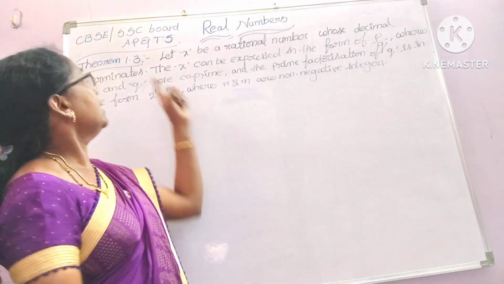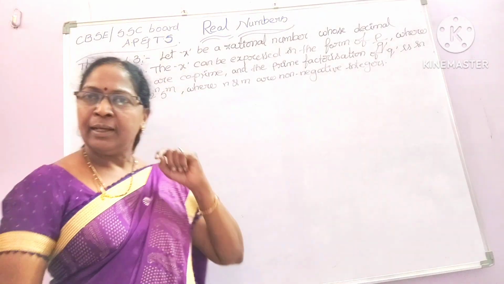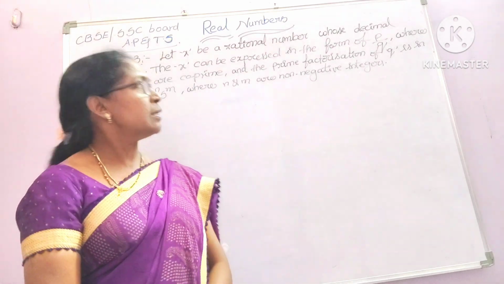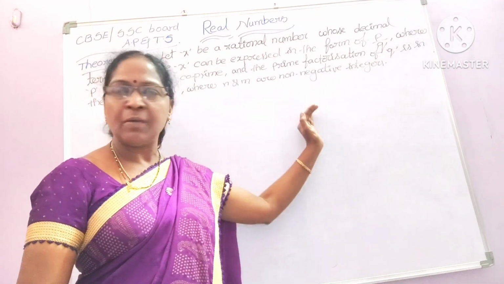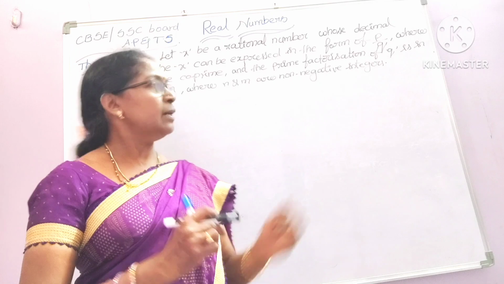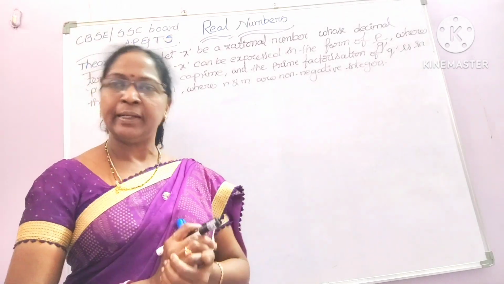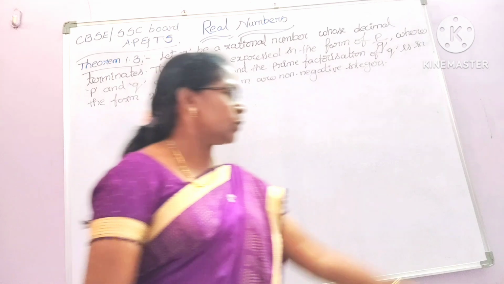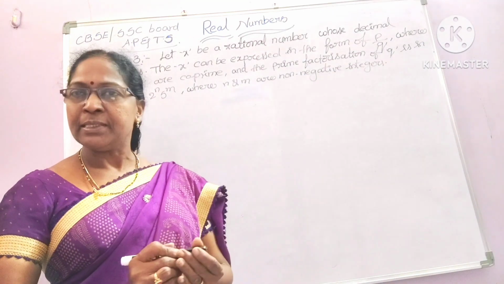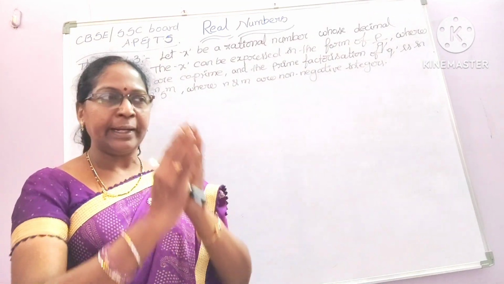Next theorem is here, theorem number 3. Any rational number can be expressed in decimal form. Some are terminating decimals and some you will get as non-terminating recurring decimals. So terminating means it ends.